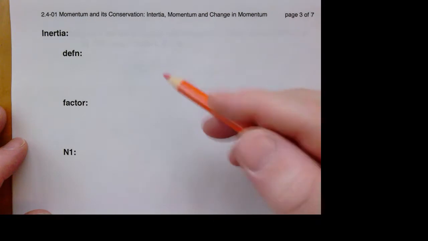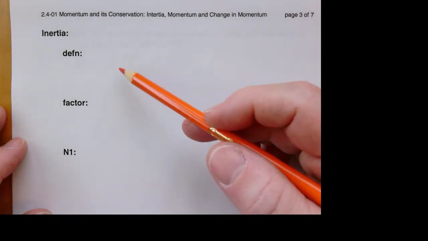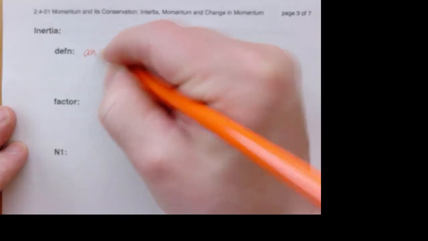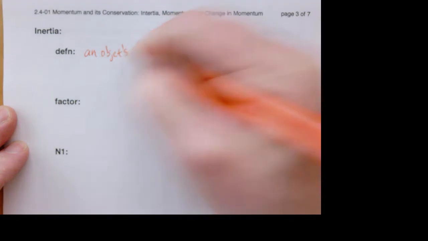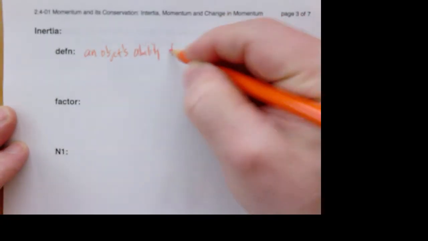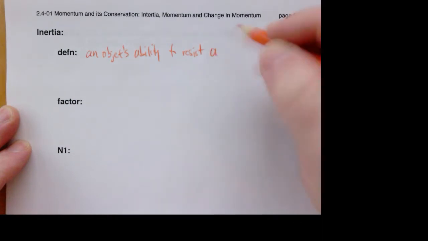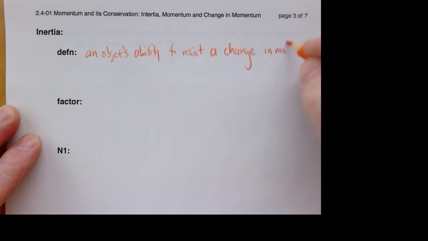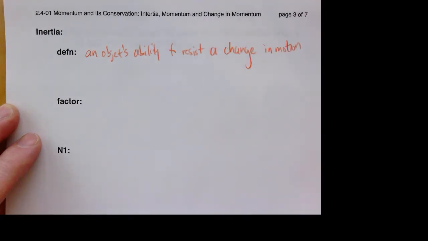So let us first define what inertia is. Now, as you've heard me say throughout this course, definitions are only as good as the understanding behind the people using them. And anyone at any time should be able to come up with their own definition of a word or a term if they understand what it is. So inertia is an object's ability to resist a change in motion. An object's ability to resist a change in motion.